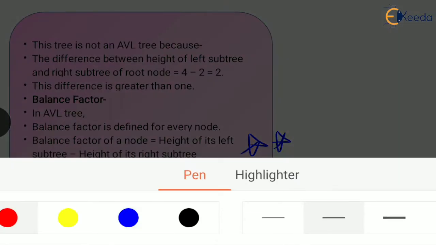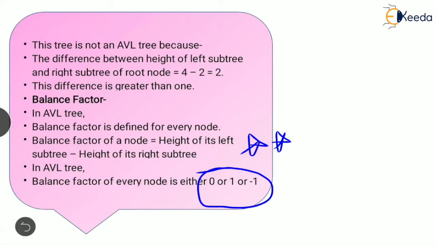Because of that, I am using a different pen to again visualize this concept that the balance factor of every node is either 0, 1 or minus 1. Up to the end, whenever we are calculating the balance factor, it should be 0, 1 or minus 1. And if it is not among these three values, then it is not a balanced tree.